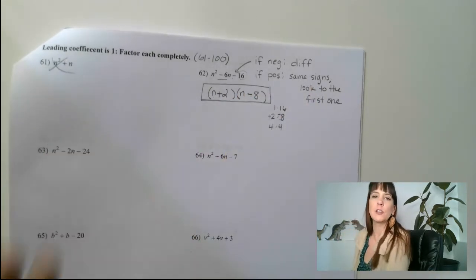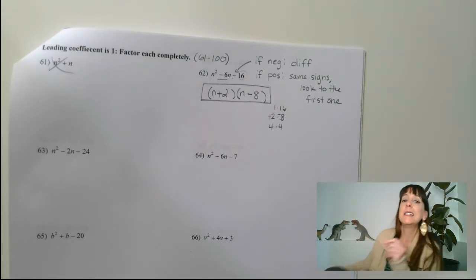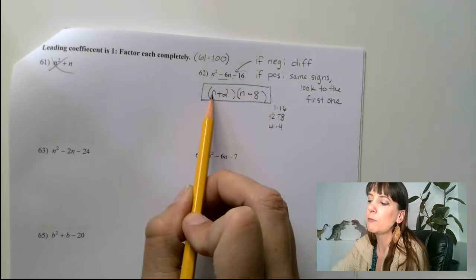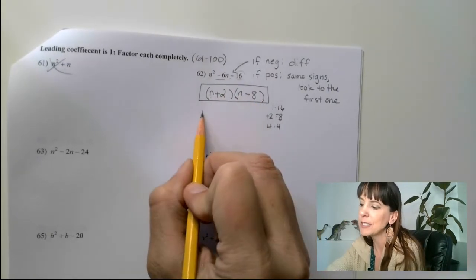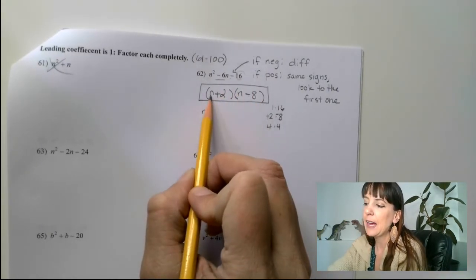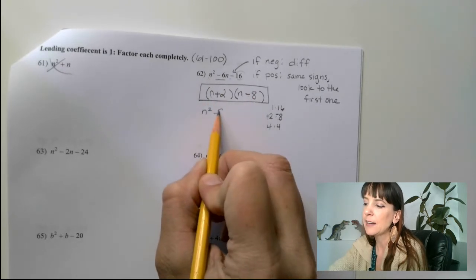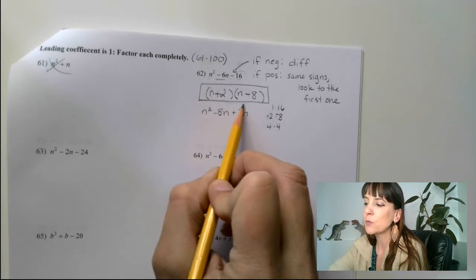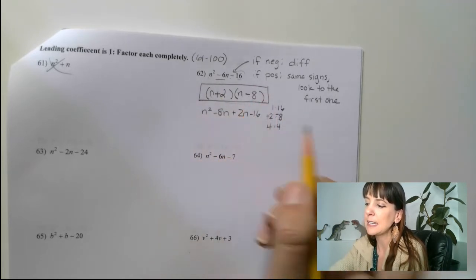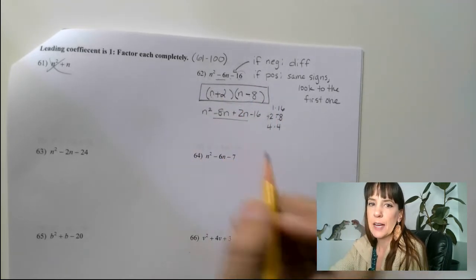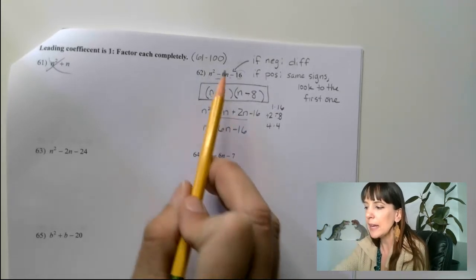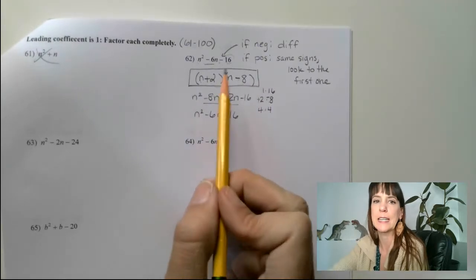Now, if you are doing this on your own, I highly advise that you double check your work by foiling it, right? So if we were to double check this, we would do first, which would be n times n, which is n squared. Outside, which would be negative 8n. Inside, which would be plus 2n. Last, which would be minus 16. Combine those, you get n squared minus 6n minus 16. Is that what we started with? Absolutely. So this is your correct answer here.